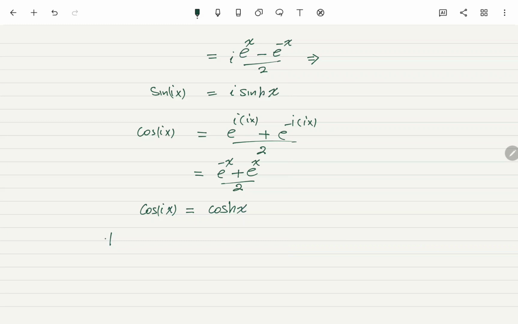Now let's define tan ix. Remember tan is sine over cosine, so it's sine ix divided by cosine ix, and this will be equal to i, remember sine ix equal to i sine hyperbolic x, divided by cosine ix, which we just calculated is cosine hyperbolic x, and therefore tan ix is equal to i tan hyperbolic x.